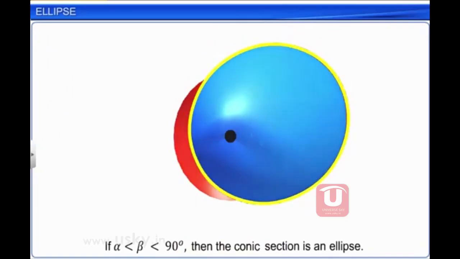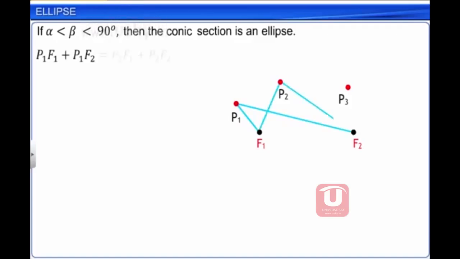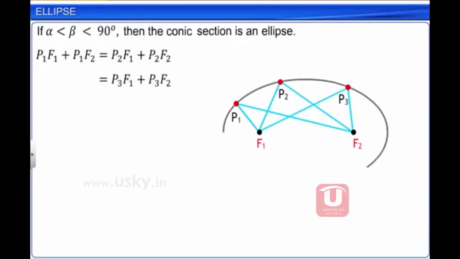Now, let us recall the formal definition of an ellipse. Consider two fixed points, F1 and F2 in a plane. Now consider points P1, P2 and P3 such that the sum of their distances from F1 and F2 is equal. Then, the closed curve passing through all such points is an ellipse. Thus, an ellipse is the set of all those points in a plane, the sum of whose distances from two fixed points is constant.